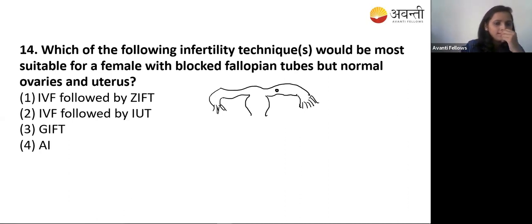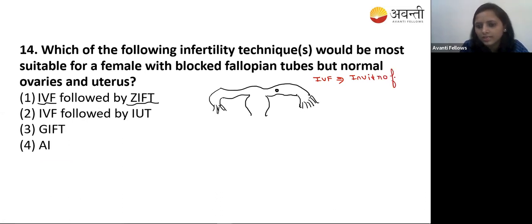Okay, so first let us learn about the options which are given. So that is the IVF followed by the ZIFT. First, let us learn about what is the IVF. So what is the full form of IVF? IVF is nothing but in vitro fertilization. In the laboratory condition, we are fusing the egg and sperm, that we will call the IVF, right? So in vitro fertilization, that is in the laboratory condition, right?